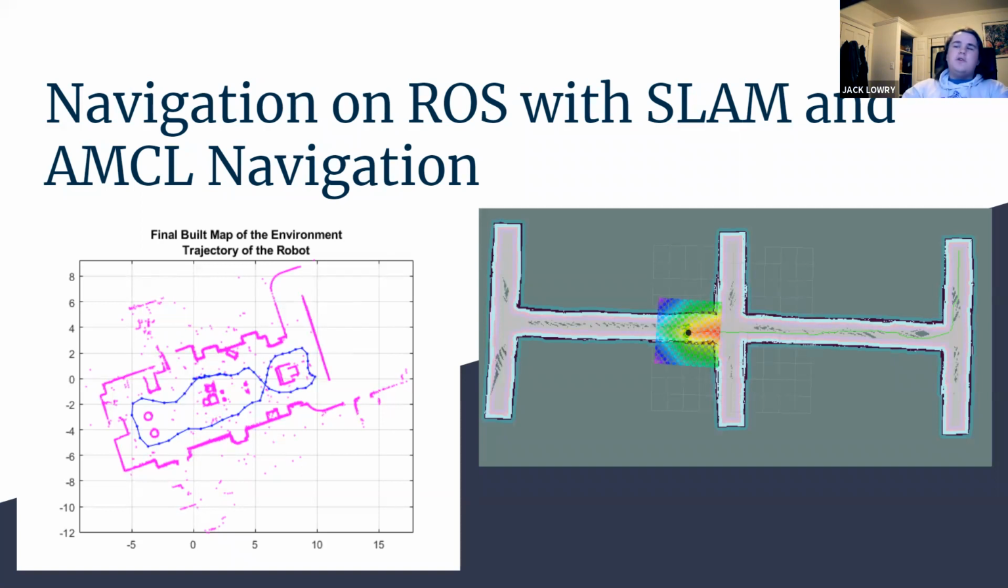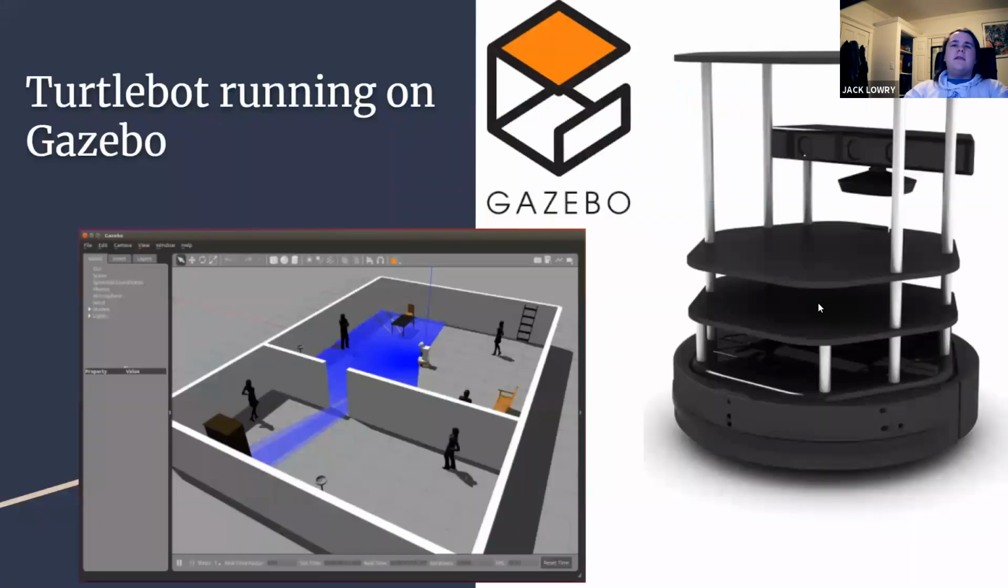However, obviously, I need to choose a simulator, so I'm going to be using the TurtleBot, which is this cute little thing. It's literally just a Roomba with a Kinect on it, so pretty simple stuff. Nothing really crazy going on there. And then I'm going to be using Gazebo as a simulator.